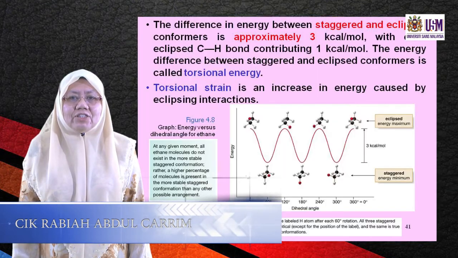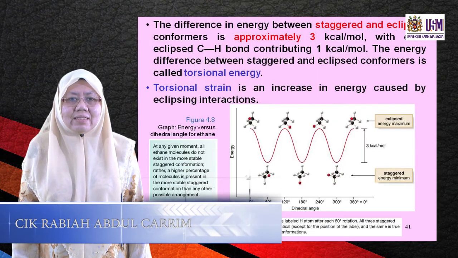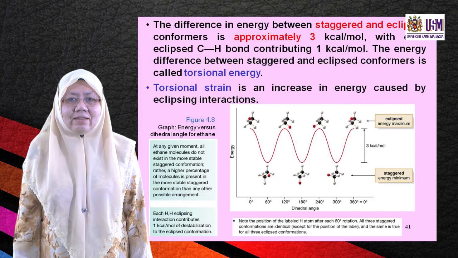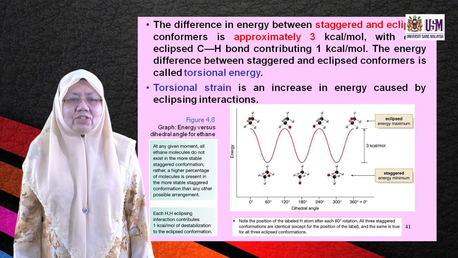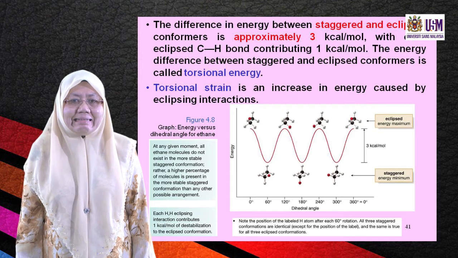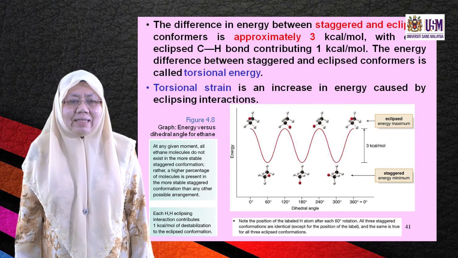The difference in energy between staggered and eclipse conformers is approximately 3 kilocalories per mole, with each eclipsed carbon-hydrogen bond contributing 1 kilocalorie per mole. The energy difference between staggered and eclipse conformers is called torsional energy. Torsional strain is an increase in energy caused by eclipsing interactions.